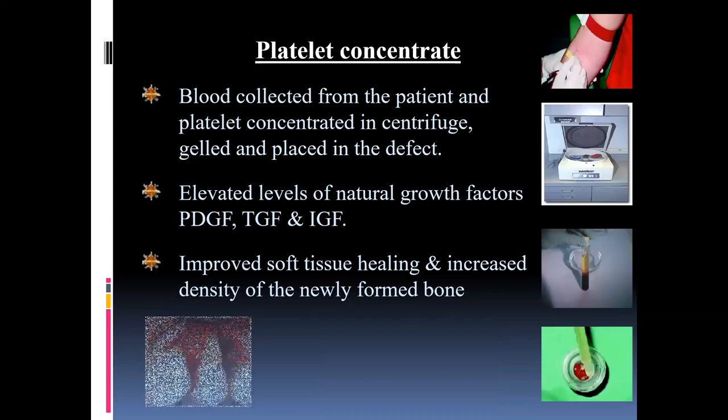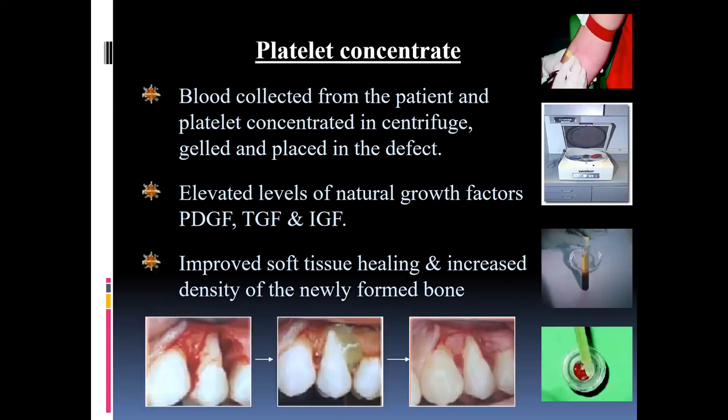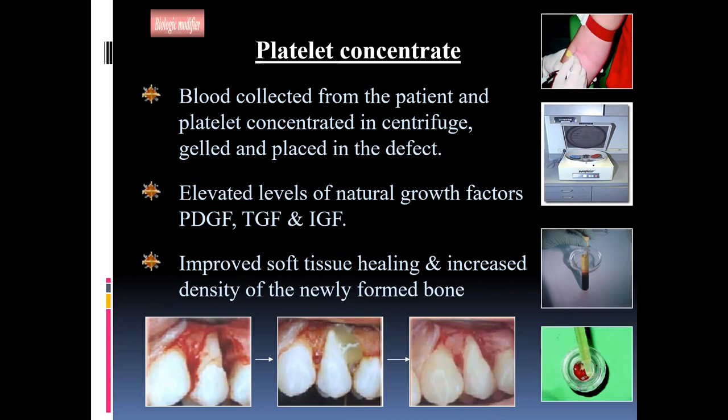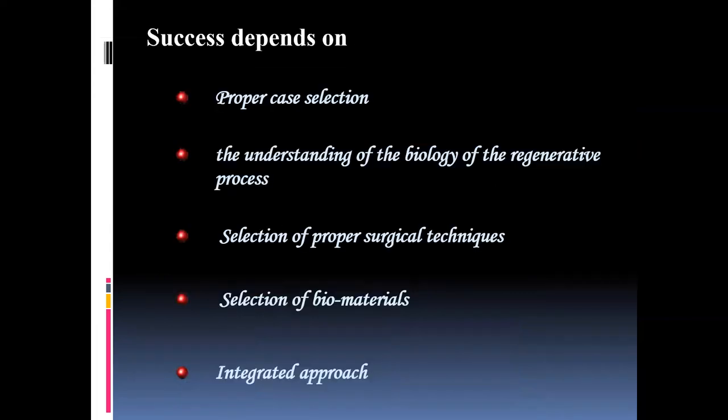And recently, we are using platelet concentrate, that is blood collected from the patient, and the platelets are concentrated in a centrifuge, gelled, and placed in the defect. It contains elevated levels of natural growth factors like platelet-derived growth factor, transforming growth factor, and insulin-like growth factor. It improves soft tissue healing and increases the density of newly formed bone.